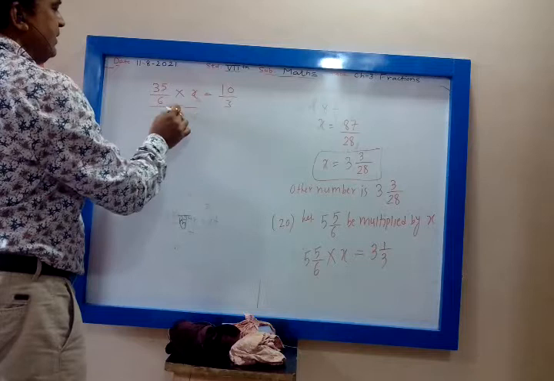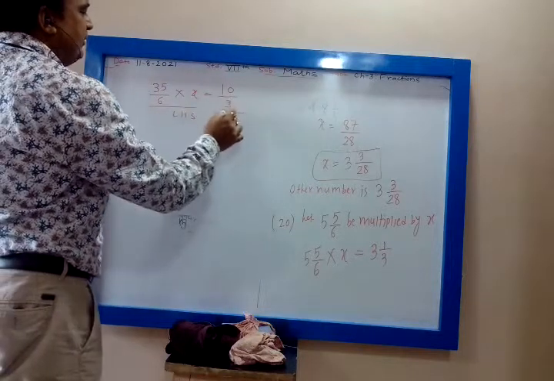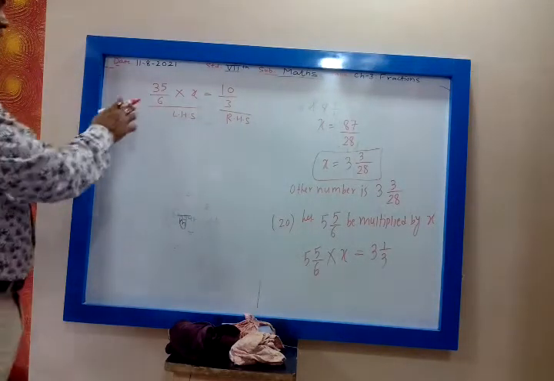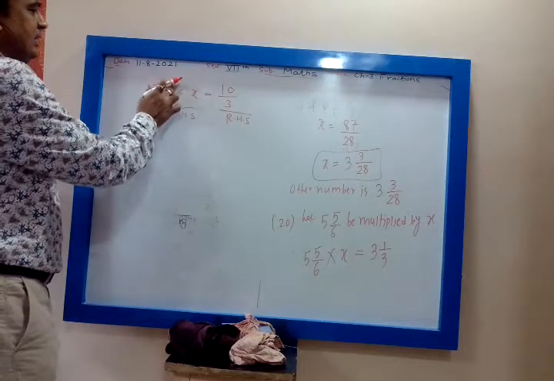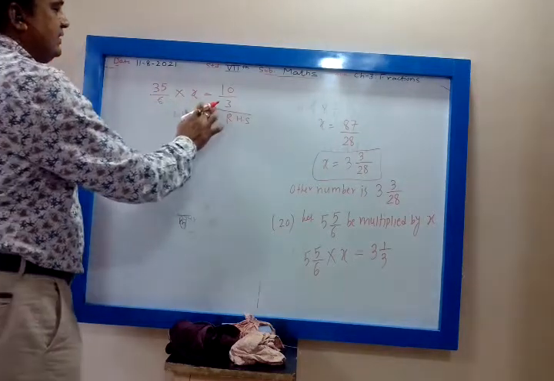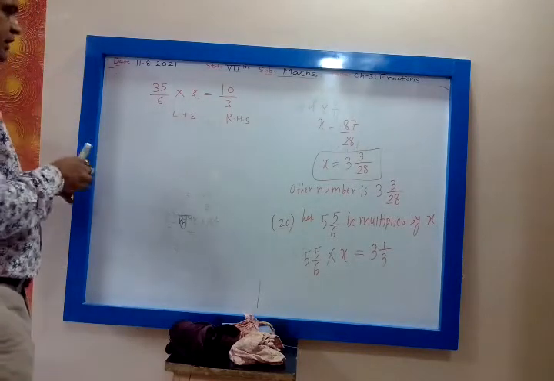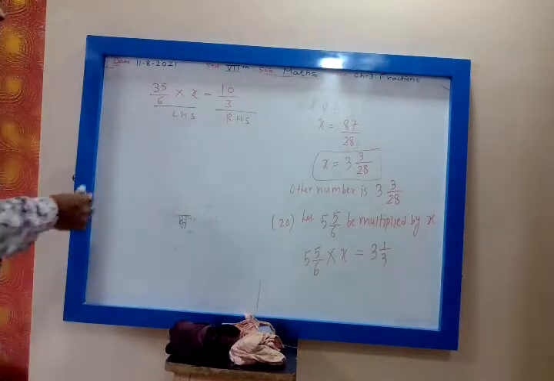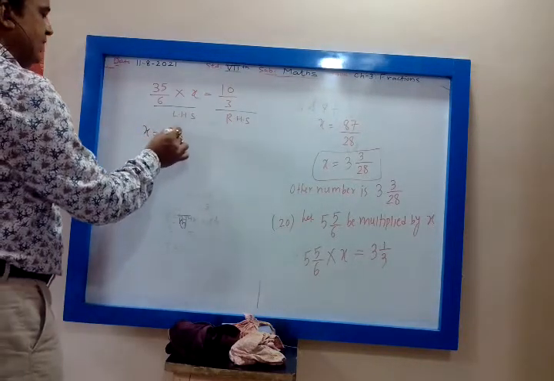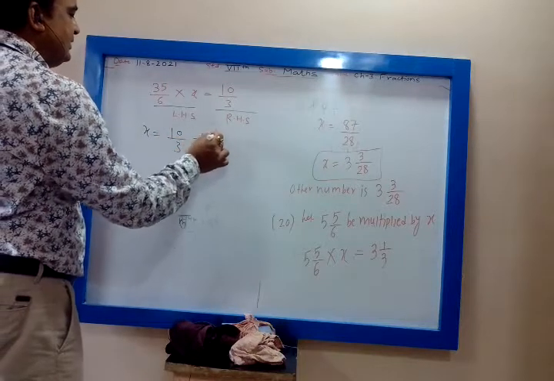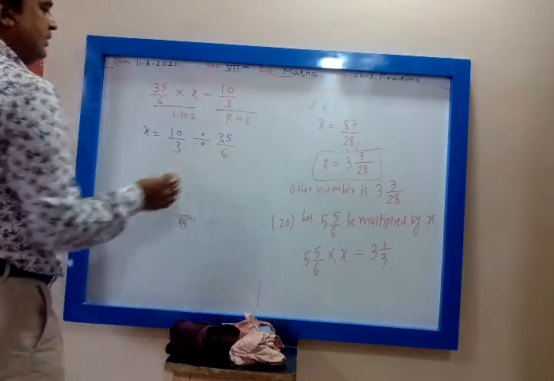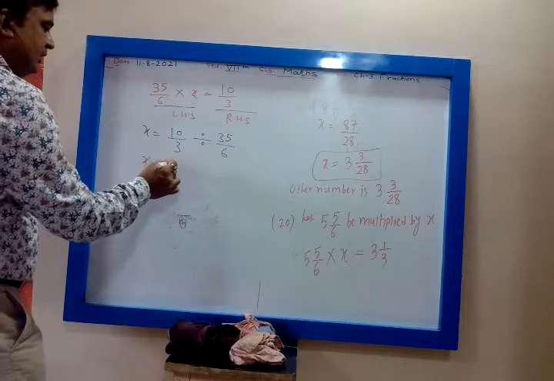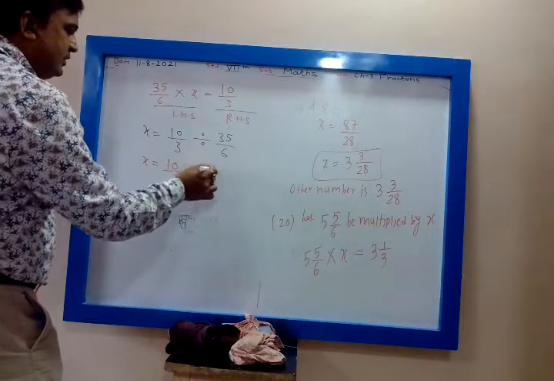Now, before the equal to is my left hand side, after equal to is the right hand side. Whenever you change the side, the sign changes. So 35 by 6 is there in the multiplication. When you take 35 by 6 to the right hand side, it will go in the division. So x is equal to 10 by 3 divided by 35 by 6. Then convert division into multiplication: 10 by 3 into 6 by 35.